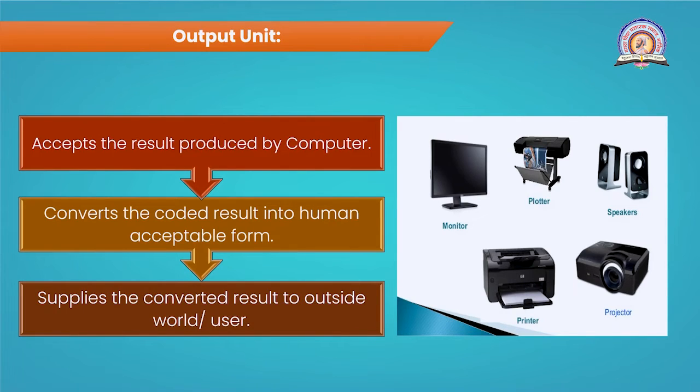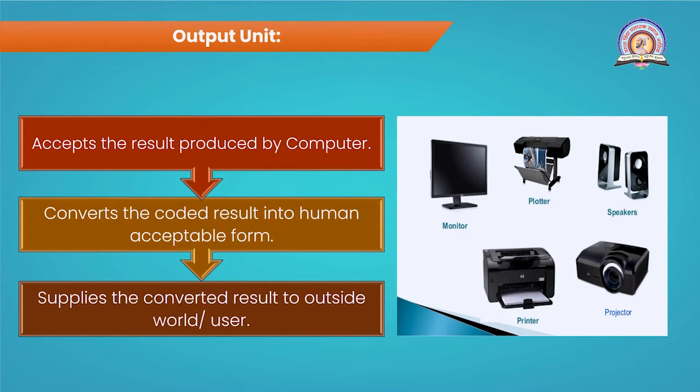It is just the reverse of the input unit. What does the input unit do? It accepts the data from the user and provides it to the computer system. The output device accepts the data which is produced by the computer. Means whatever processing, whatever calculations are done, that data is received by the output unit. Now this data will be in machine language, in binary language, and this binary language is not understood by us, not understood by human beings.